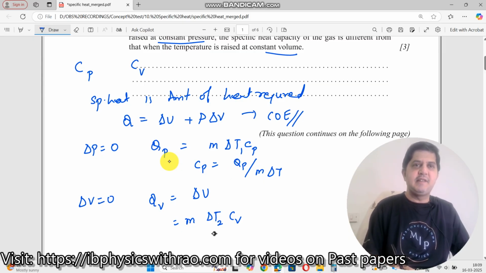Now do you think the temperature rise will be the same? Temperature rise will not be the same. Here the temperature rise will be larger. Here the temperature rise will be lesser, right? Because some amount of energy is taken here also.